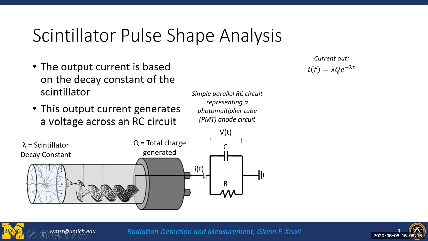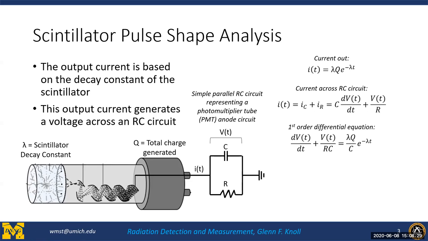We then know that this is our current, and we will have some current across our capacitor and across our resistor. And we can look up what is the current across those two components, and then we can start rearranging everything, and we see that we've got a first order differential equation. We can then solve to figure out our output voltage as a function of, in this case, the circuit that we have and our detector response as a function of time. So what does that look like?